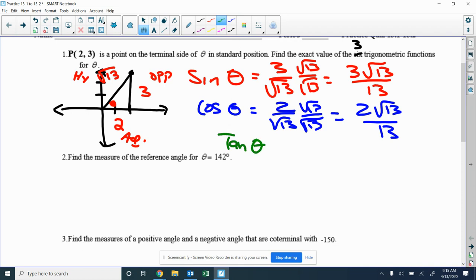And then finally, your tangent of that angle is going to be opposite over adjacent, which would be 3 over 2. So there's number 1. Sine, cosine, and tangent is all I'm going to ask you to do. And make sure you rationalize.